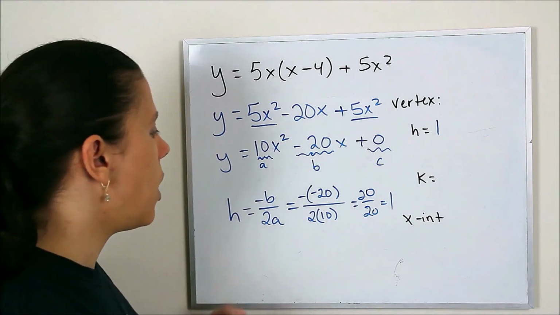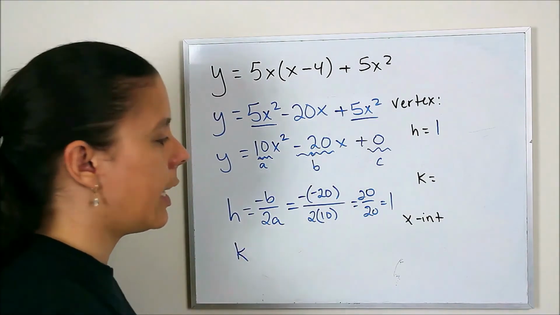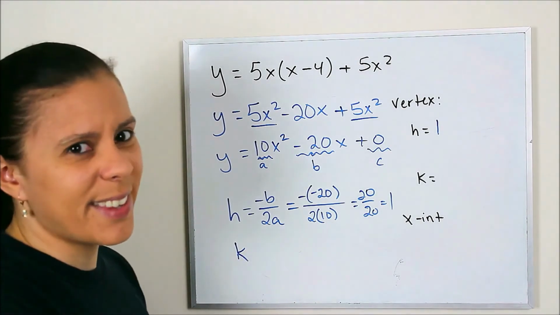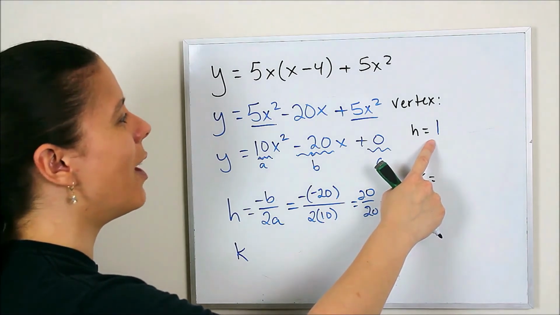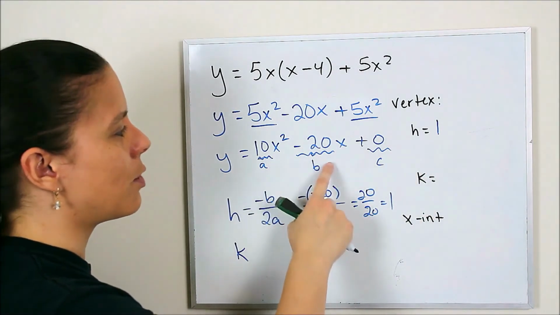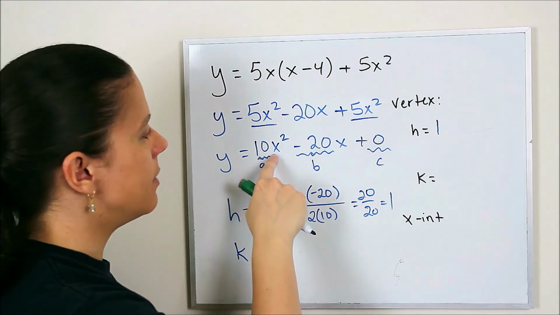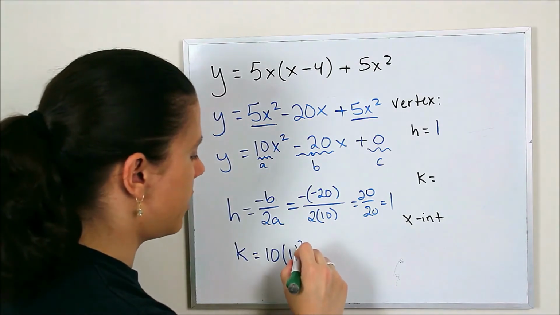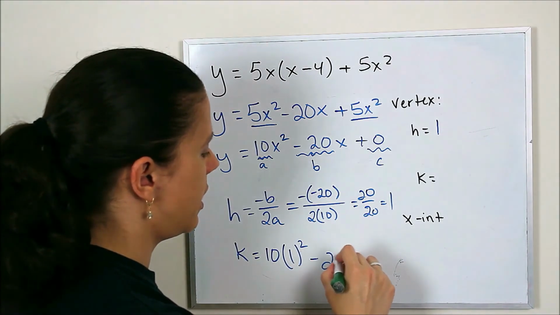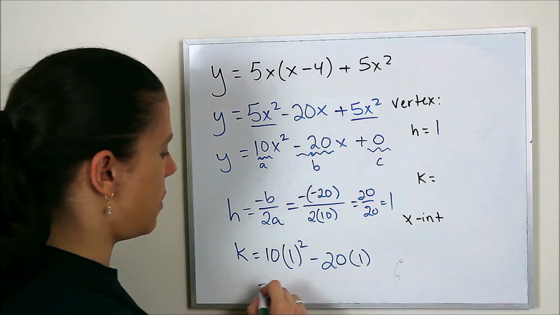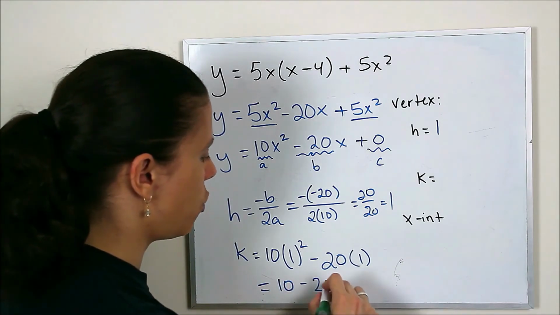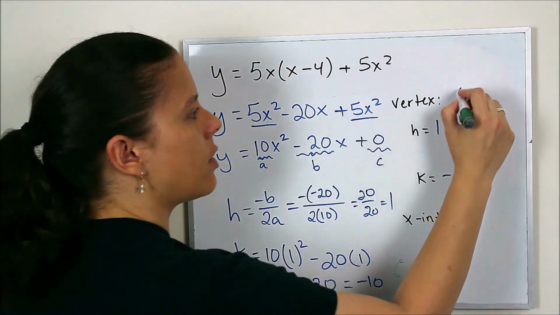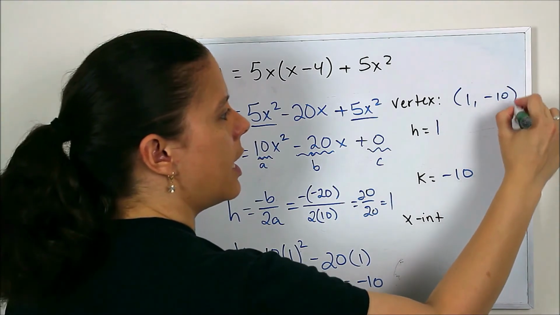All right? Now, what will be our k? Well, like I said, you can do the 4ac minus b squared over 2a, but in this case I don't think that's necessary, because if our h is 1, it would be so much easier to just substitute it here, right? We would have 10 times 1 squared minus 20 times 1. That is just going to be 10 minus 20, which is equal to negative 10. So that means that my vertex is going to be (1, negative 10).